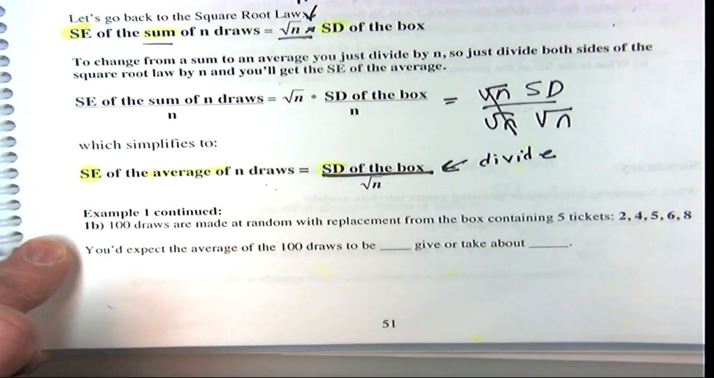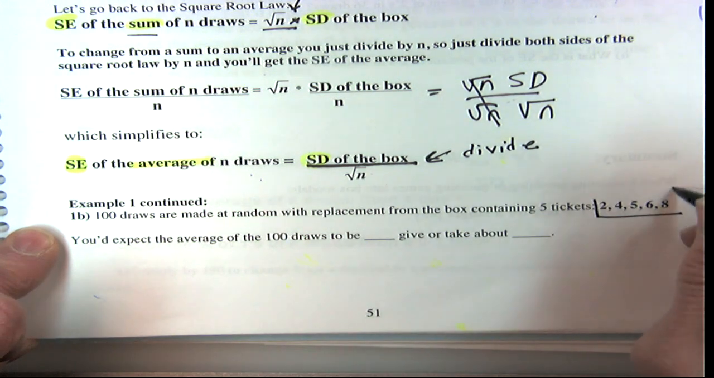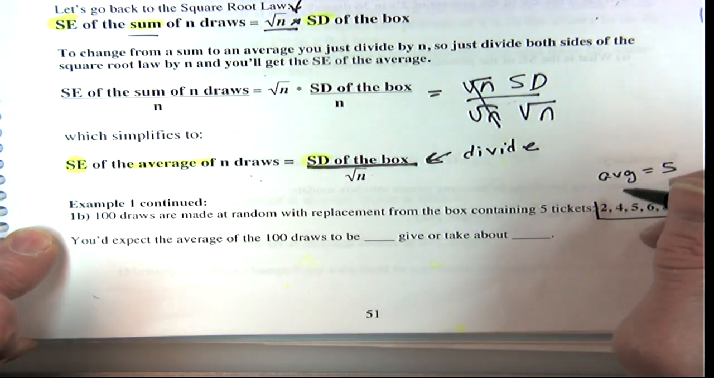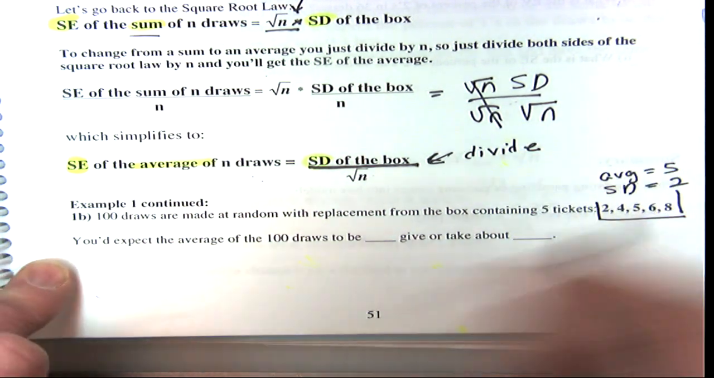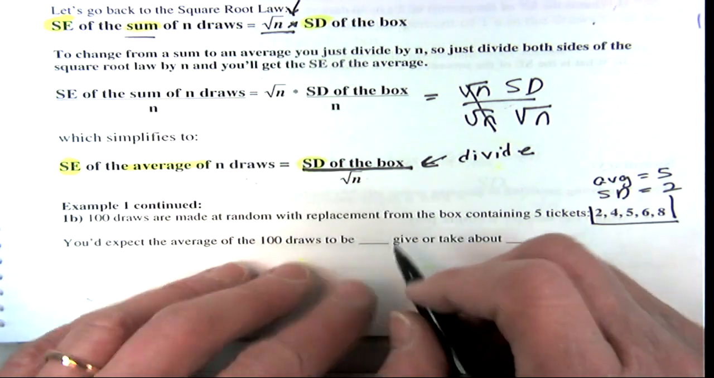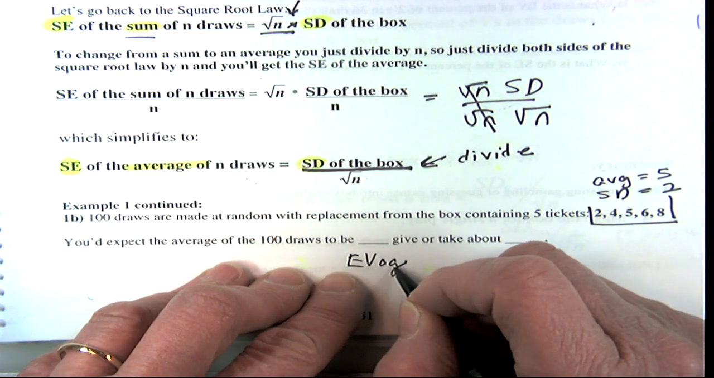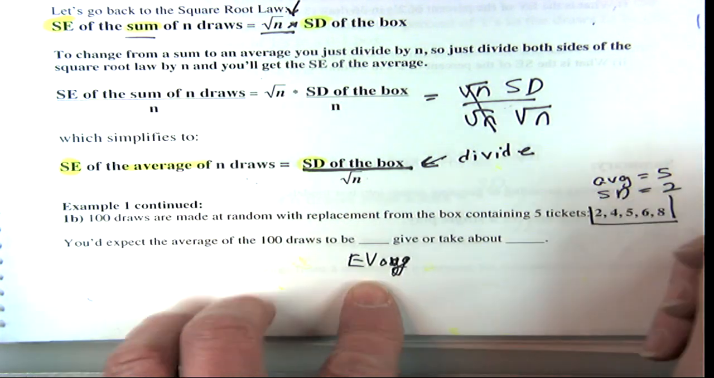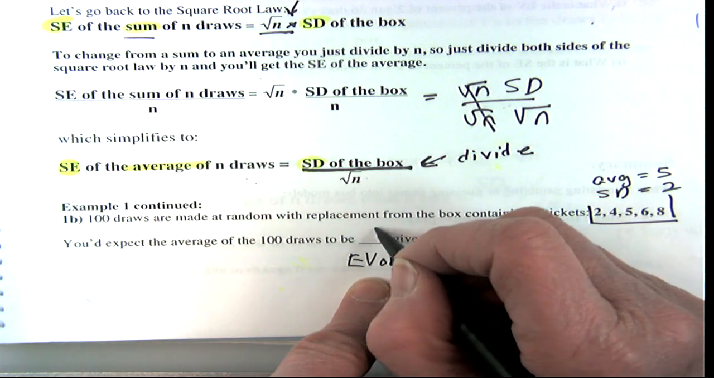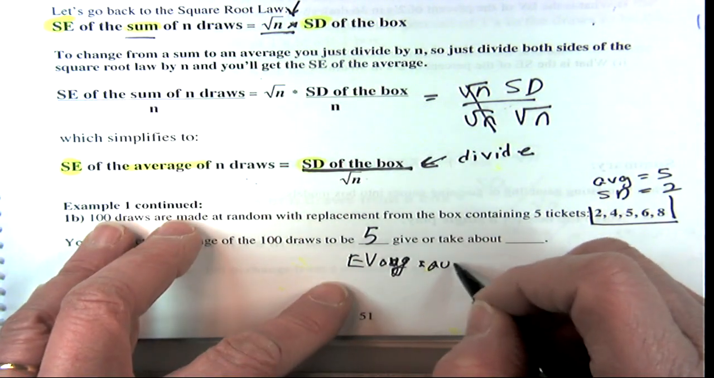It says 100 draws are made at random with replacement from this box. It's the same box as before, so the average is 5, and the standard deviation is 2. So what would you expect the average of the 100 draws to be? The expected value of the sample average is just going to be your population average, right? It's just the average of the box.